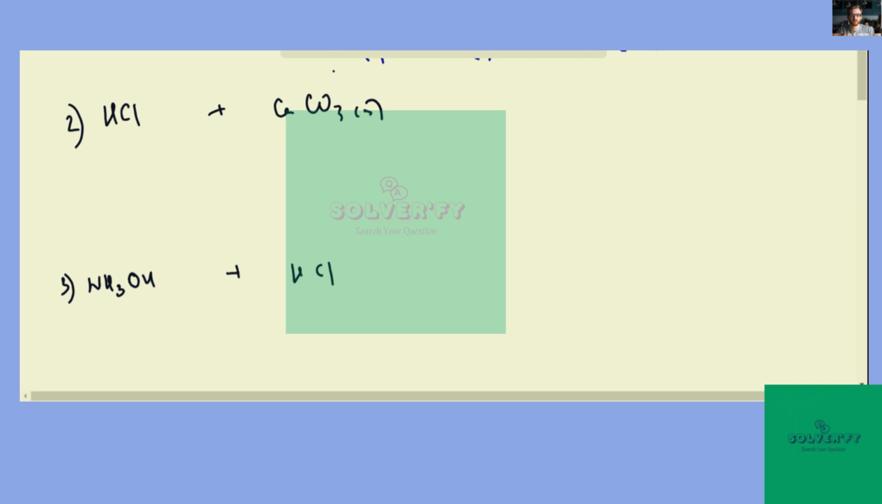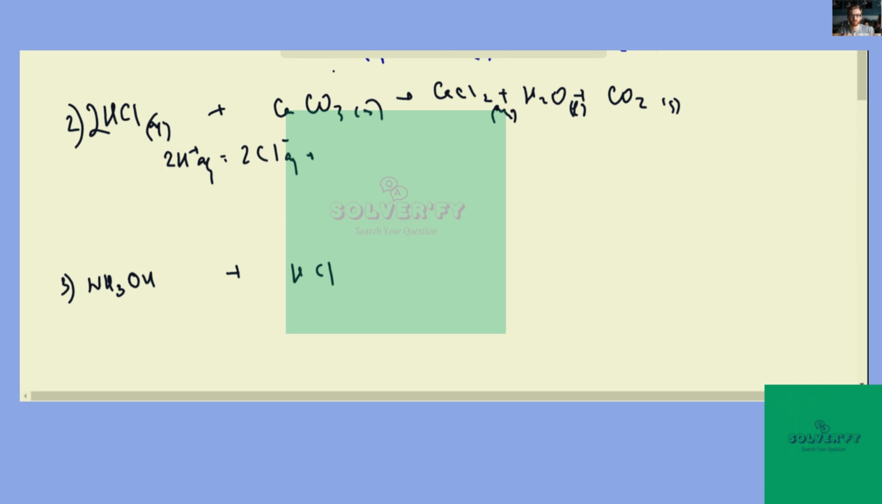Now let's move on. Here solid calcium carbonate reacts with HCl. It forms calcium chloride plus water plus CO2. Let's balance this reaction. Now it's balanced. Now we can write down the complete ionic equation. And now we can write down the net ionic equation.